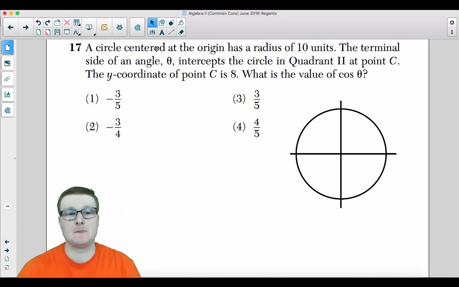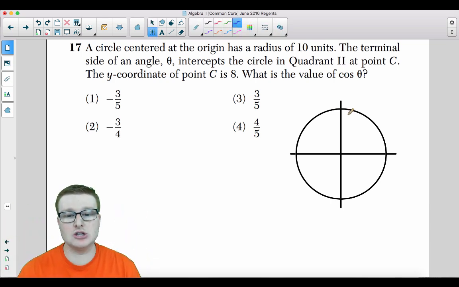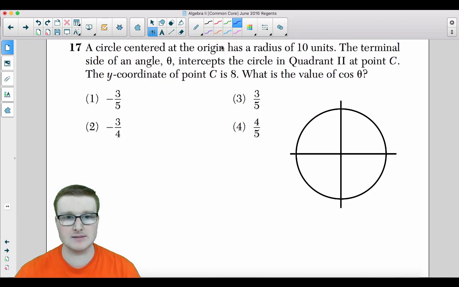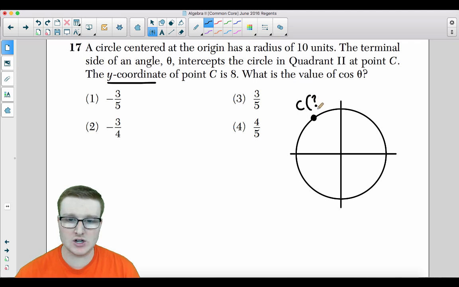So here we go. They tell you that the circle intercepts a point somewhere in quadrant 2, and it lies on the circle, and they call it point C. So this dot, I'm going to call point C. And they tell you that the y-coordinate is 8. So we don't know what the x value is. I'm going to put a question mark there, and the value of 8 for the y value.